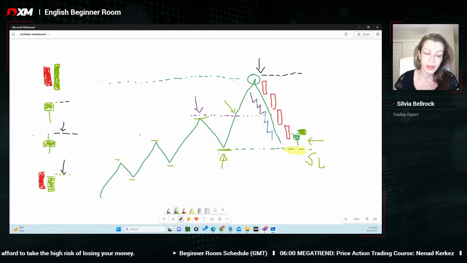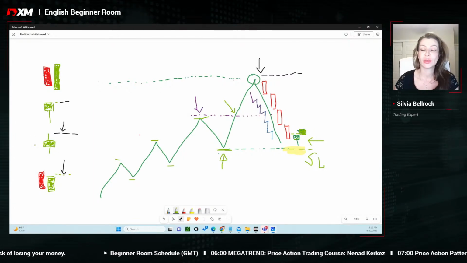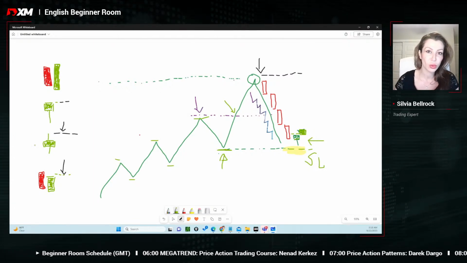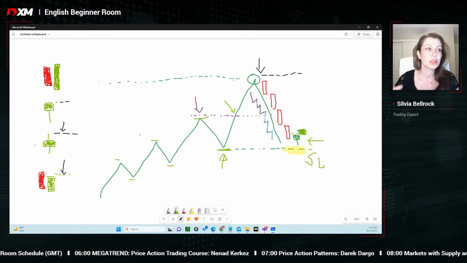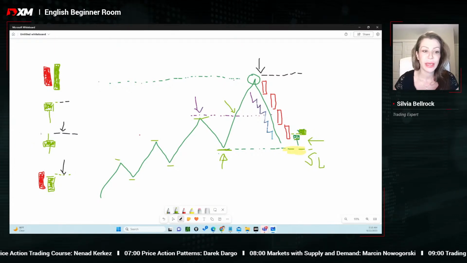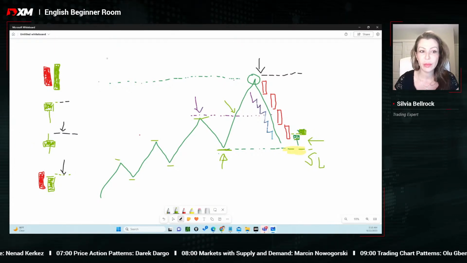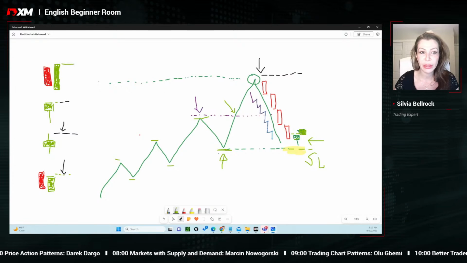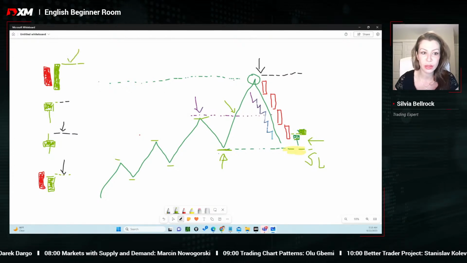So the next possible entry is when we have a little small candlestick with wicks on the top and bottom. This also means a little more indecisiveness is happening, and the entry is right above. Remember, all the entries are happening above. So in this case, it's over here.